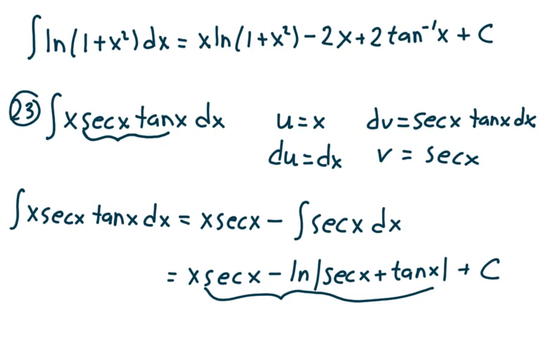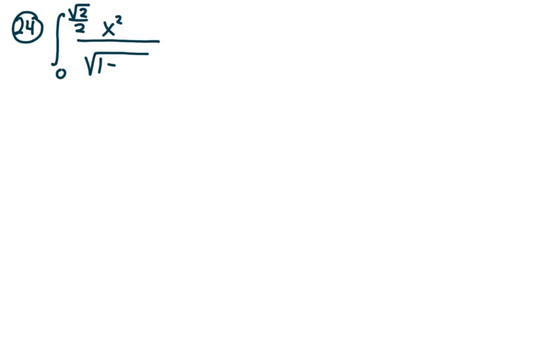Let's go for problem 24. So this one's a definite integral, okay? So we get the integral from 0 to square root of 2 over 2 of x squared divided by the square root of 1 minus x squared dx, okay? And so this is classic trigonometric substitution.